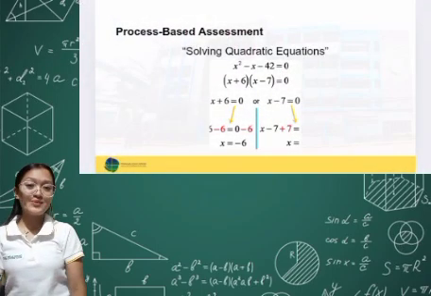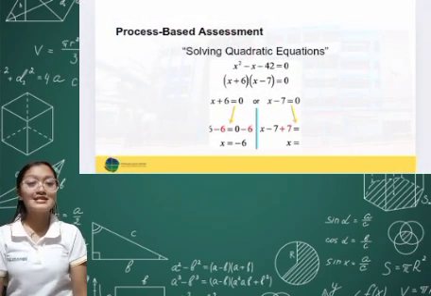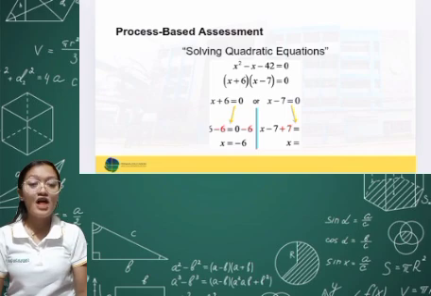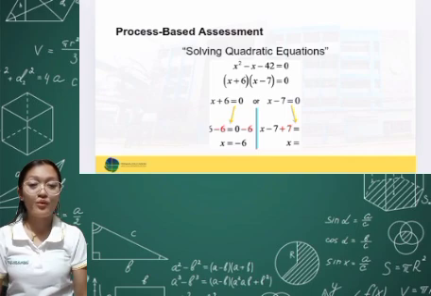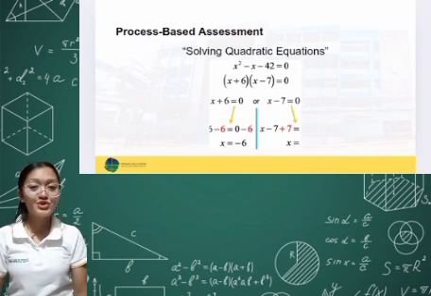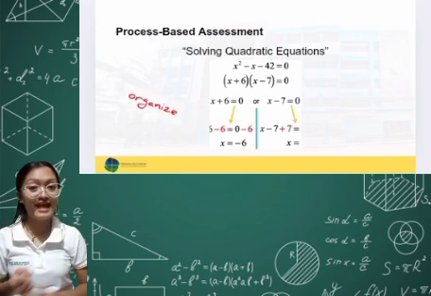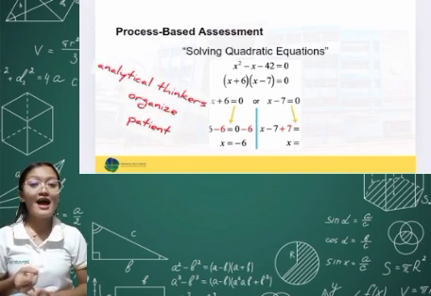We learned that process-based assessments are valuable because they emphasize how students think, not just what they answer. Through this activity, we realized that every mistake is part of our learning process. It shows where understanding can grow. Solving quadratic equations step by step trains students to be organized, patient, and analytical thinkers.